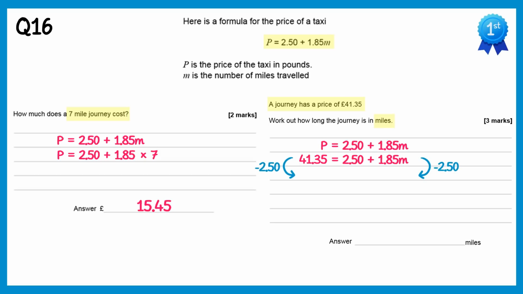If you do £41.35 take away £2.50, you get £38.85, and if you take £2.50 from the right, then you're just left with 1.85m. You can then divide both sides by 1.85, on the left you'll get 21, and on the right you get m. So m equals 21, so the answer is 21 miles.